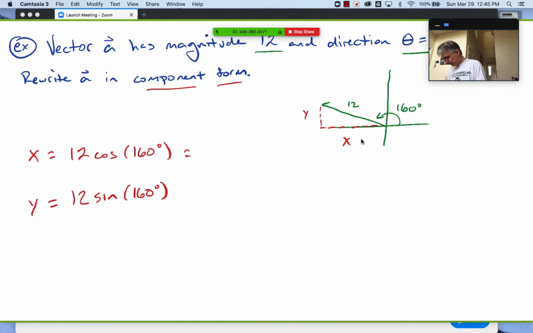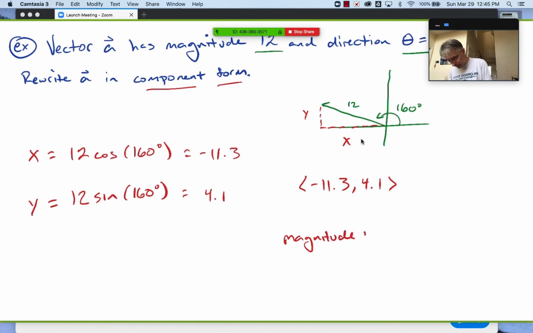So 12 cosine 160, negative 11.3. 12 sine 160, 4.1. And those make sense. Y is positive, x is negative in the second quadrant. And so the final answer to the question, negative 11.3, comma, 4.1. In all instances, I'm doing magnitude times cosine of the angle for the x coordinate, and then magnitude times sine of the angle for the y coordinate.